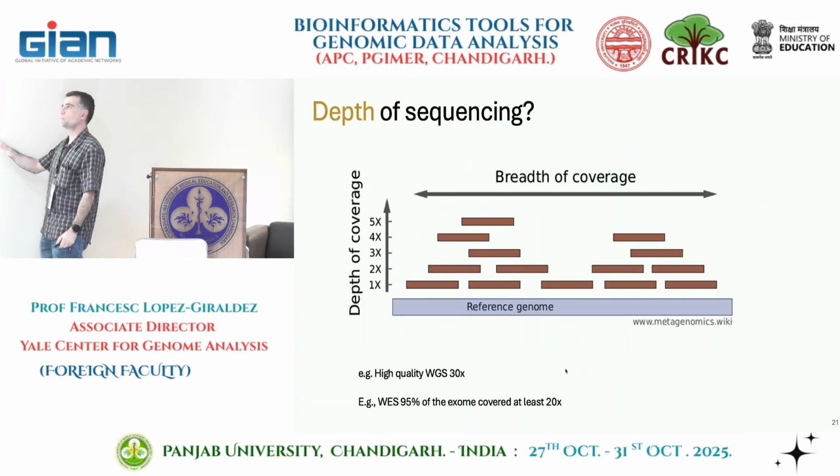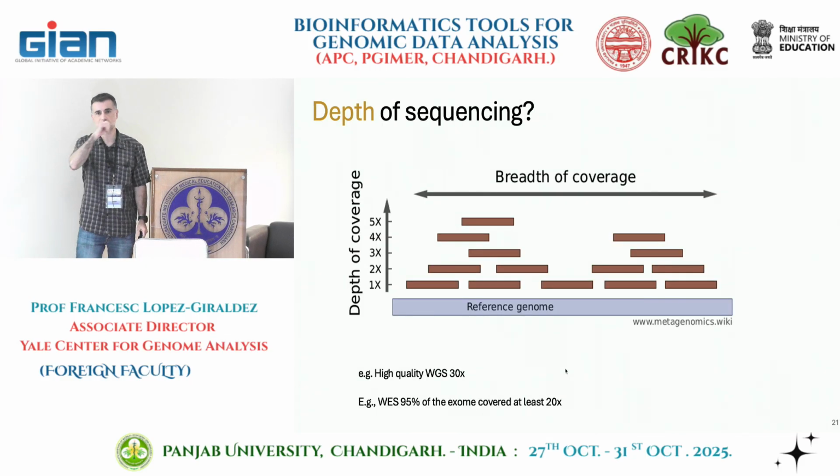So depth of sequencing, Bonnie also talked the other day about it, right? It's quite common when we talk in NGS and we talk about, oh, my genome is 30x. So 30x means, what Bonnie was saying, that you sequence that base on average 30 times. It's on average. Doesn't mean you sequence everything 30 times, right?